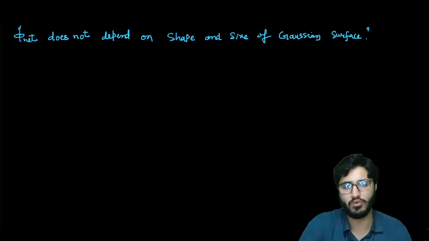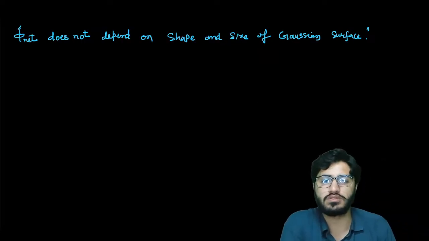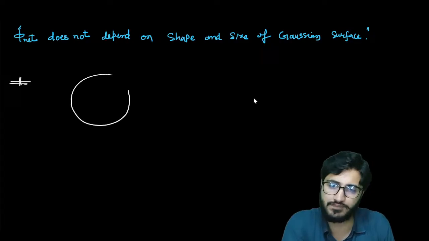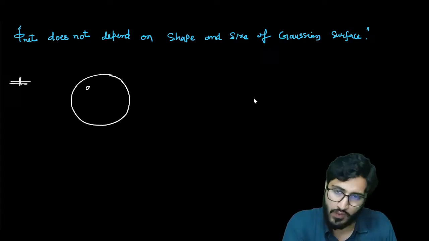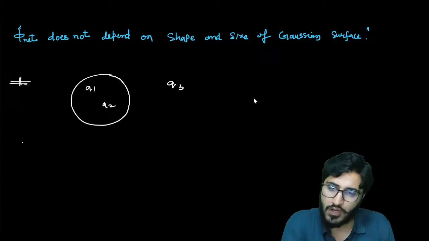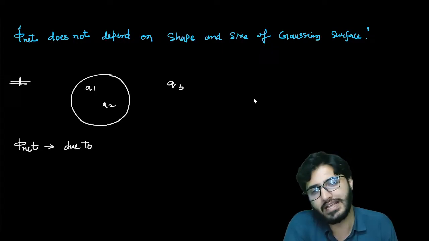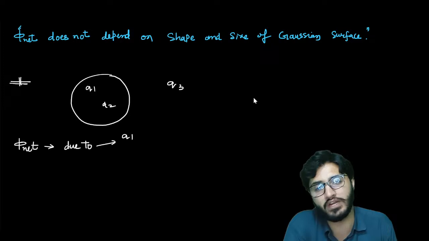One more point. Suppose we have a 3D surface like this, with Q1, Q2, and Q3. Can you tell me that the net flux phi is due to which charge? I guess net flux is due to the internal charges, that is Q1 and Q2.